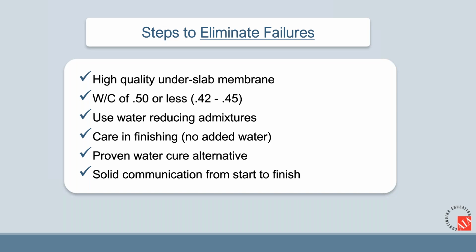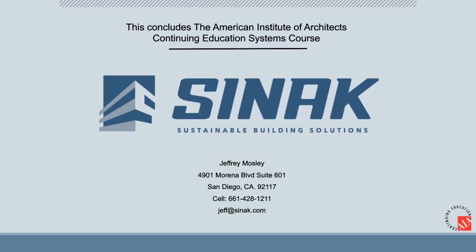If you allow Division 9 to at least communicate to Division 3 on what class floor and finish they need, you'll be able to ensure a rapid installation of your floors and make sure that you don't end up with a failure. This now concludes the actual AIA portion of the presentation.